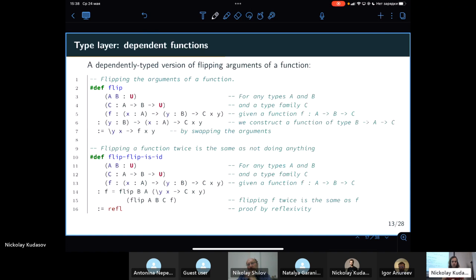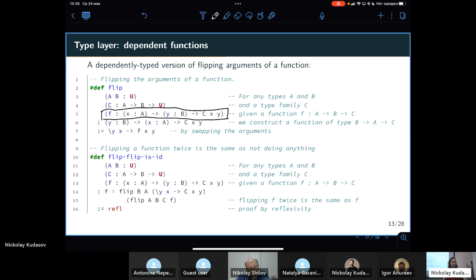Right. So now here's a bit more involved example. This is a very simple function and some proof about this function. So flip is a function that takes a function as an argument, and I will just highlight the actual important argument here. This is a function, and essentially it's a function that takes an argument of A, an argument of B, and returns an argument of C. The only thing, though, is that C is not just a type. This is what's called a type family. So it's a type that would be determined by the values of the first two arguments.